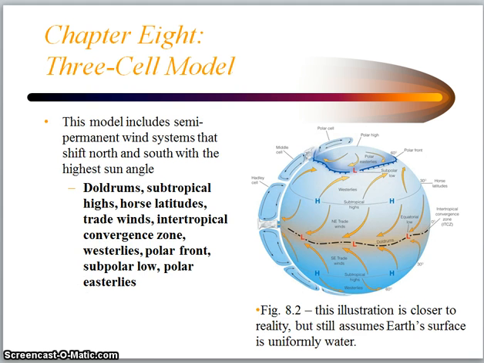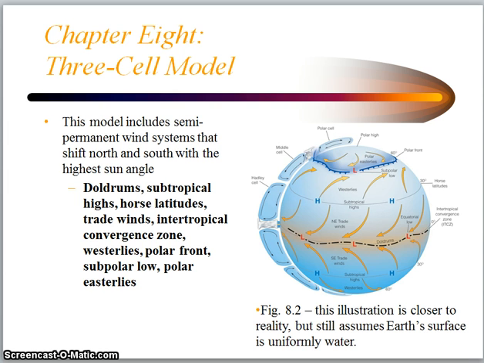The 3-cell model, and we know this exists now because we now have modern weather observations at airports to confirm this from all over the world for a good 100 years or so, ever since the advent of aviation, essentially. This model does assume, even though it is closer to reality, that Earth's surface is still uniformly water, but this is pretty close to reality.